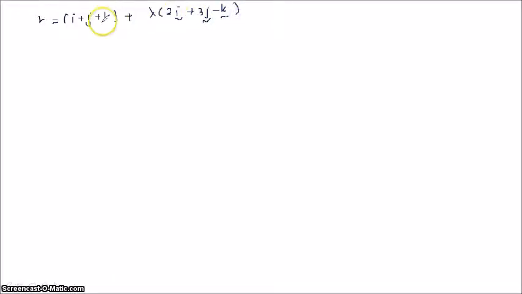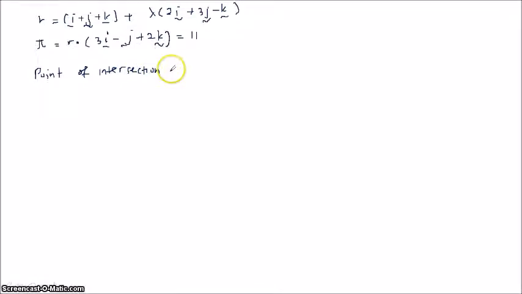i plus j plus k equals to lambda 2i plus 3j minus k. It comes from the vector equation r equals to a plus tv. And then we have a plane equation, r dot n is equals to a dot n. So insert into the formula. So r dot 3i minus j plus 2k is equals to, a dot n is equals to 11 scalar. So remember that we want to find the point of intersection. That must be the coordinate of x, y, and also z.